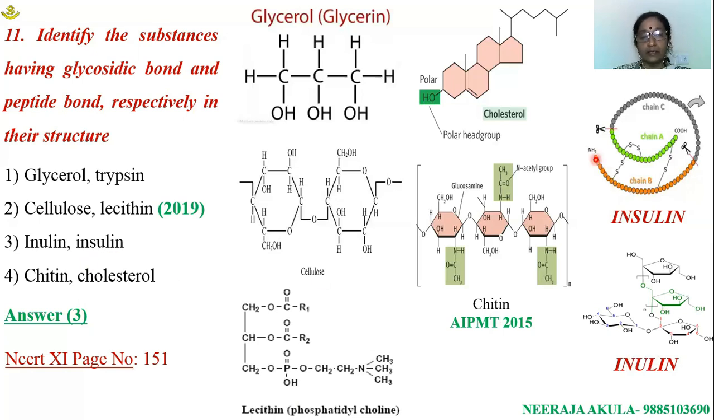Insulin is a polypeptide which consists of a series of amino acids linked together by peptide bonds. Chitin is a homopolysaccharide which is present in the cell wall of fungi and also in the exoskeleton of arthropods. Here N-acetyl glucosamine units are connected with each other by beta 1,4 glycosidic bonds. This is a question which appeared in 2015. It is related to the structure of cholesterol. Neither peptide bond nor glycosidic bond are same.